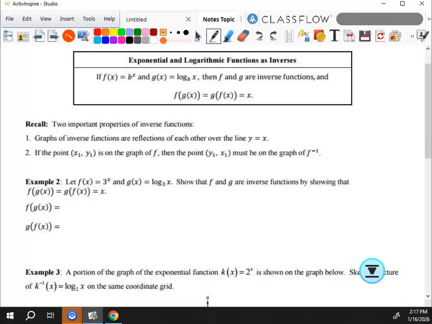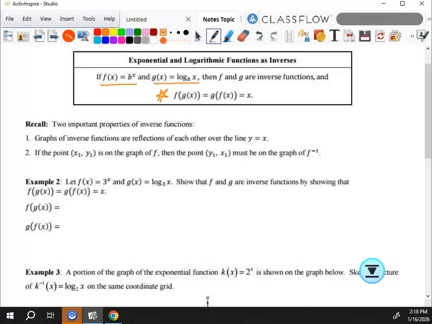Notice that this exponential is just b to the x. It's not a times b to the x. We have no a there. We also have no a here, because that would be a transformation. So these are the parent functions before any transformations. If the bases are the same and the exponent and the argument are the same, then they are inverses of each other. This statement right here is true for any inverse, not just log and exponential.